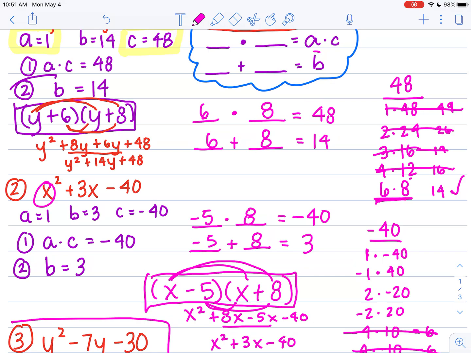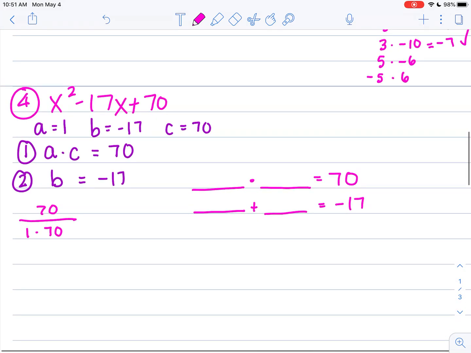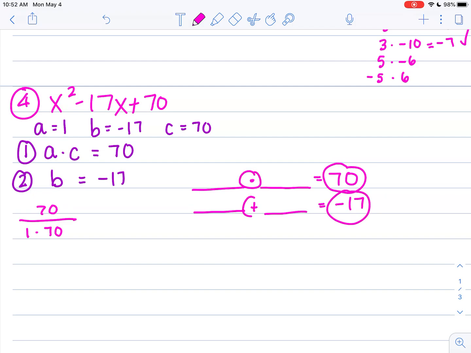So we know that positive 6 plus positive 8 is going to give us positive 14. A positive number and a positive number will always give you a positive number, right? When you add and when you multiply. In this case, we need a positive number when we multiply something, but we need a negative number when we add something. So let's think about that.